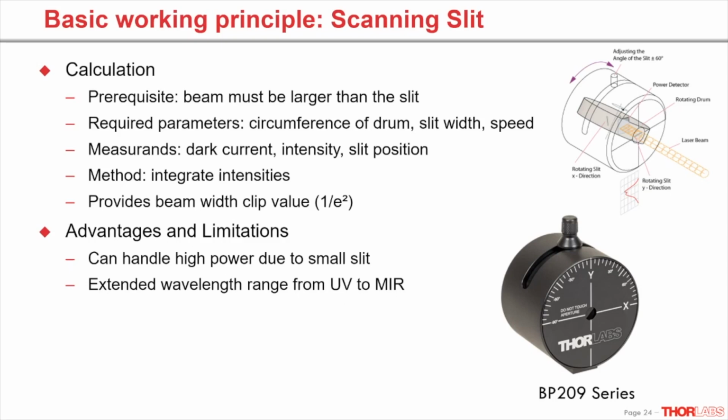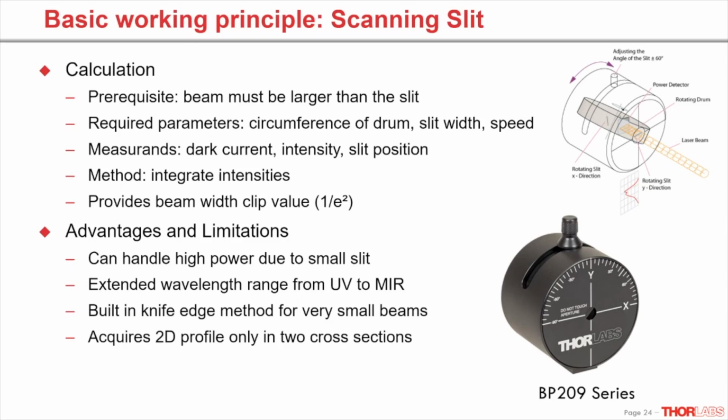And to cover the wavelength range from UV to the mid-IR, there are several models available. Measuring very small beams is also possible by the built-in knife edge mode. This is similar to the knife edge method we showed before. And in this case, the beam must be smaller than the slit. Otherwise, it won't work. The main disadvantage is that the profile is only scanned in 2 orthogonal cross-sections.